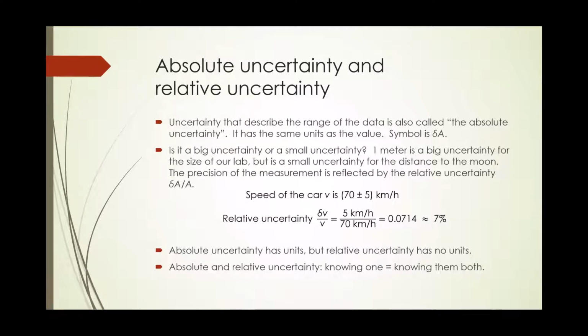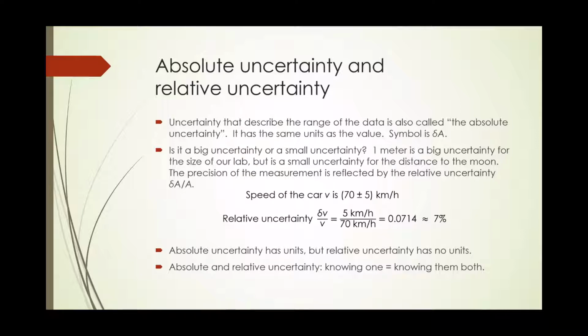So I'm going to introduce the concept of relative uncertainty. The absolute uncertainty is the uncertainty we have been talking about. That 5 kilometers per hour in the previous slide is the absolute uncertainty. One thing that's most important is that the absolute uncertainty and the value, or the best estimate, have the same units. But by the absolute uncertainty itself, you cannot tell whether that is a big uncertainty or small uncertainty, or how good your measurement is.